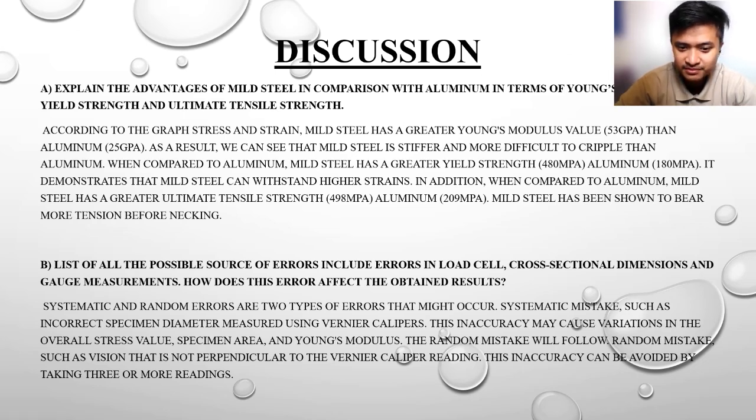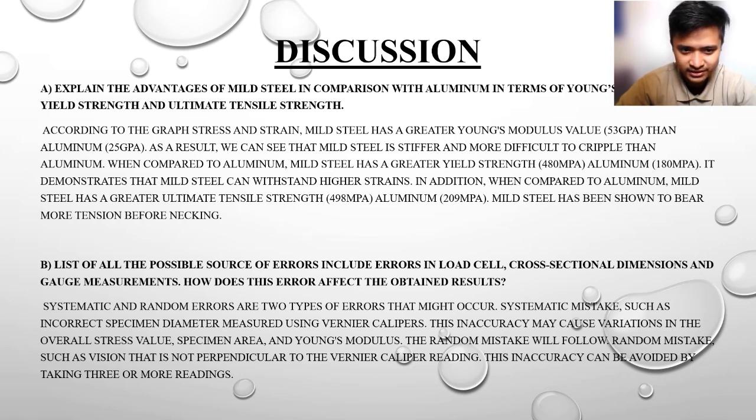According to the stress-strain graph, mild steel has a greater Young's modulus value, 53 gigapascal, than aluminium, which is 35 gigapascal. As a result, we can see that mild steel is stiffer and more difficult to deform than aluminium. When compared to aluminium, mild steel has a greater yield strength, 480 megapascal, and aluminium is 480 megapascal. It demonstrates that mild steel can withstand higher stress in addition when compared to aluminium. Mild steel has a greater ultimate tensile strength, that is 498 megapascal, and aluminium 209 megapascal. Mild steel has been shown to bear more tension before necking.